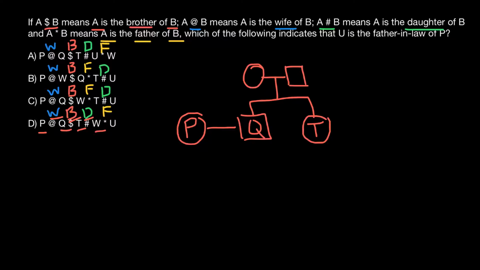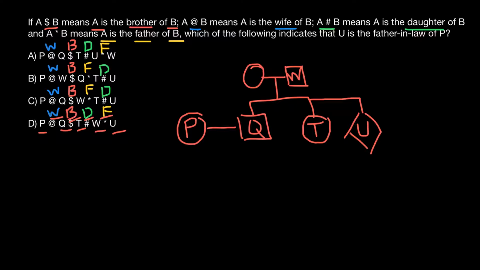That means that one of the parents has to be W, and W is a father of U. So W is a father, so this person has to be W, and he is a father of U. So we should add another child here, and the sex is not specified, so we use this sign.